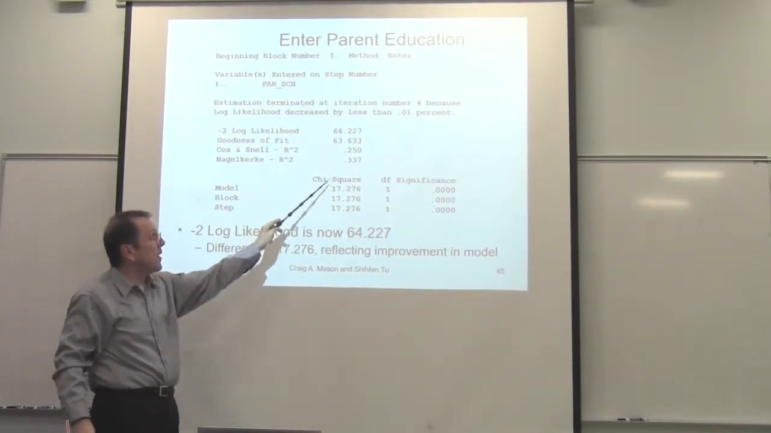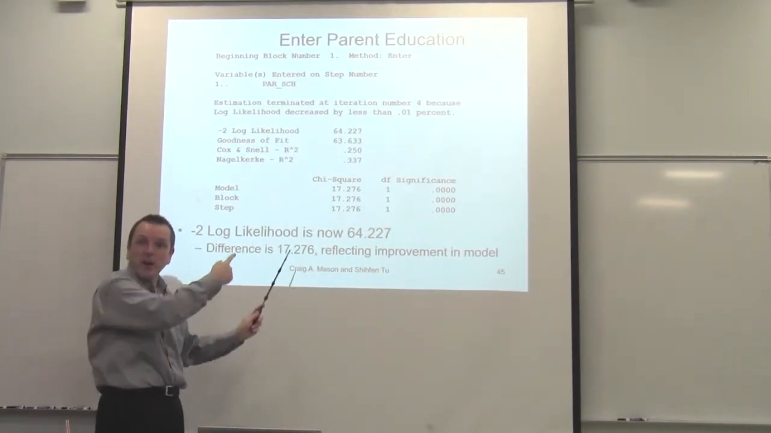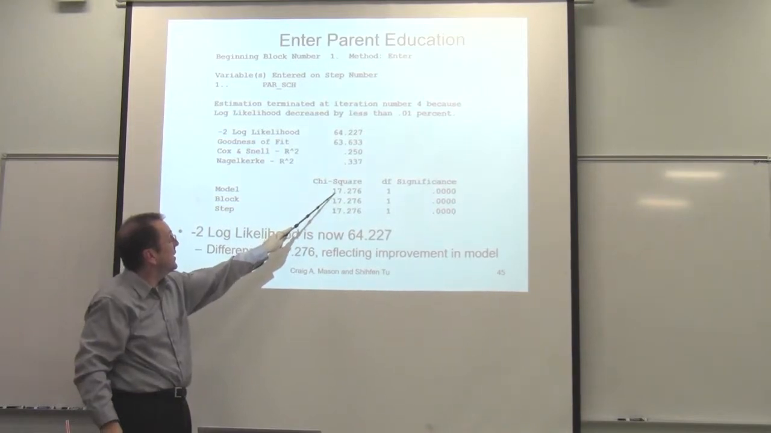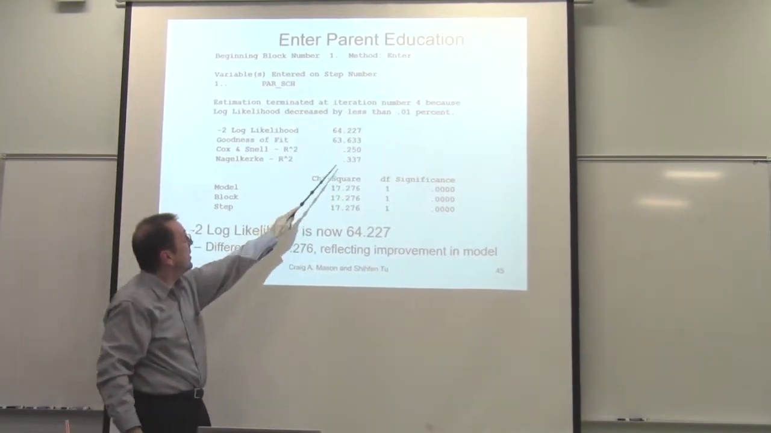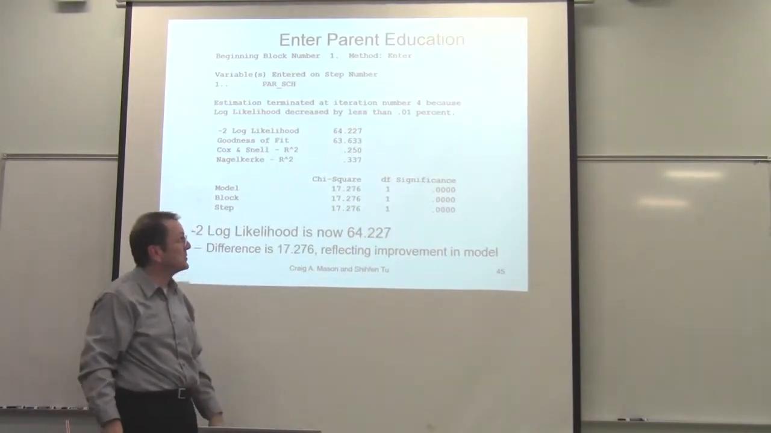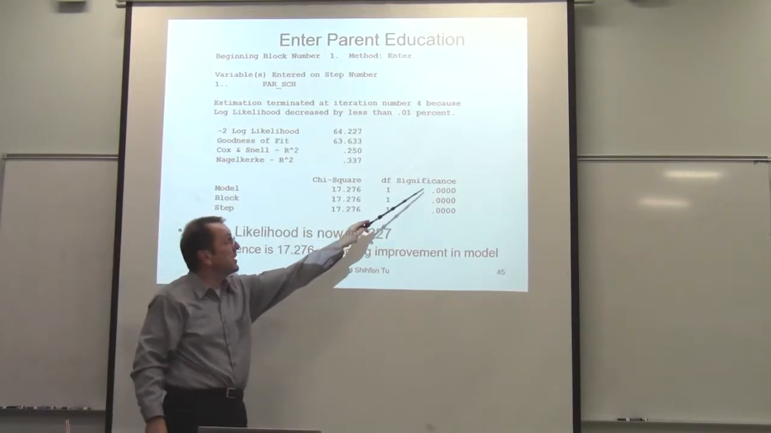That follows a chi-square distribution. This is why I was rambling on earlier, to make it follow the chi-square. So it follows a chi-square distribution with 1 degree of freedom. The p-value is less than 0.0001.